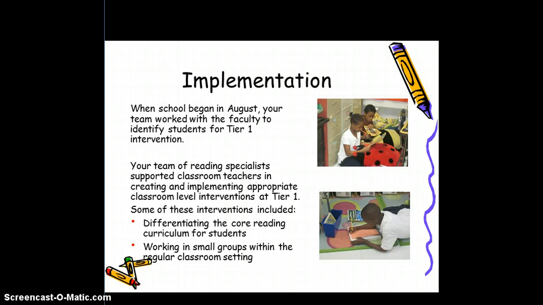So your team of reading specialists supported the classroom teachers in creating and implementing appropriate classroom level interventions at Tier 1. So remember, these again are interventions that were done within the classroom by the classroom teachers. Some of these interventions included differentiating their core reading curriculum for the students, and so you'll see when we look at the schedule in a minute that they divided students into groups based on some assessment data that they had, and then they worked with those small groups within the regular classroom setting. So within the confines of their 90-minute language arts block, they worked on some of these Tier 1 interventions.